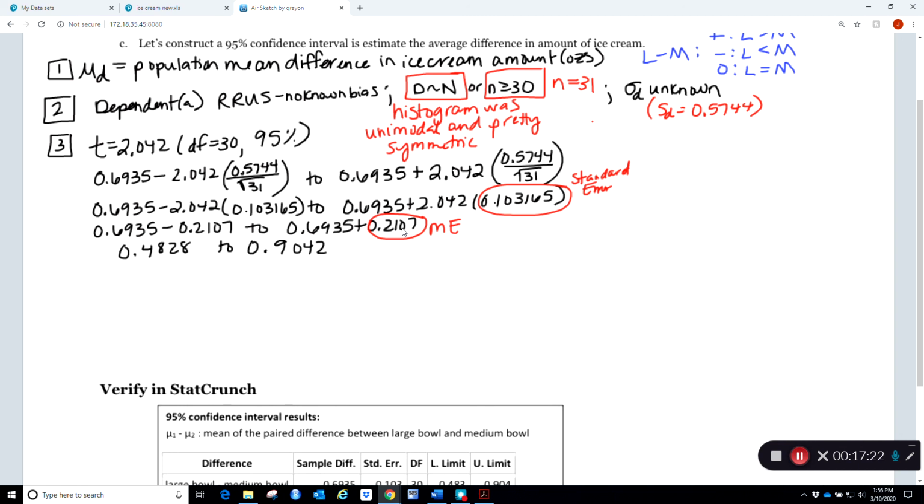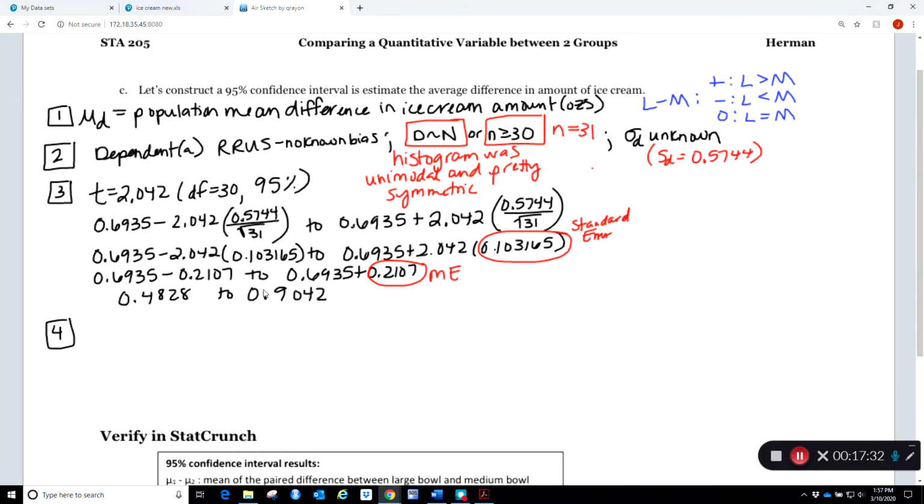The last thing that we want to do is interpret this. And we're going to follow the same form as we did before, but now maybe you can see why writing this out up here is helpful for us. My entire interval was positive, telling me they put more in the large bowl than in the medium bowl. So this is going to help me for interpretation. So since this is all positive, I'm going to be able to say they put more in the large bowl than in the medium bowl. But not only can I say that they put more in the large, I can tell you how much more they put in the large bowl.